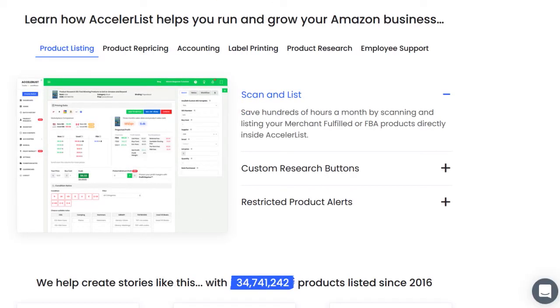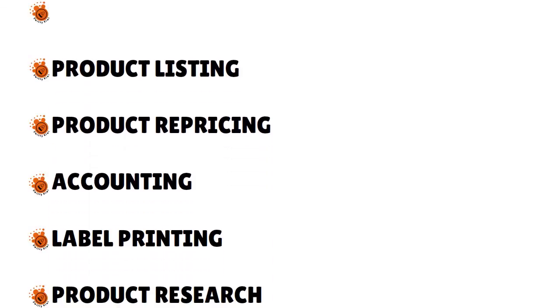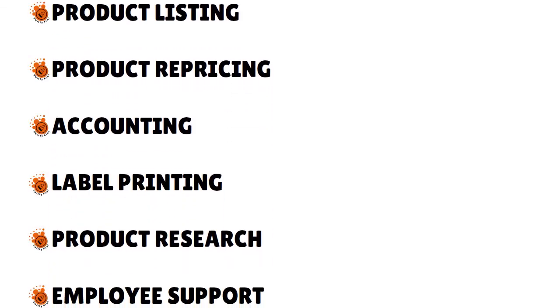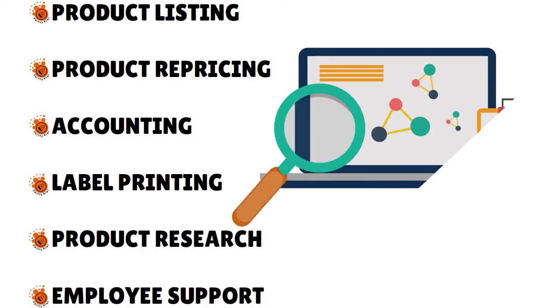And basically, AccelerList helps you run and grow your Amazon business in several ways. And what we love is some of the features that they have. They have product listing, they have product repricing, they have accounting, they have label printing, they have product research. This is kind of cool, okay? They have employee support.